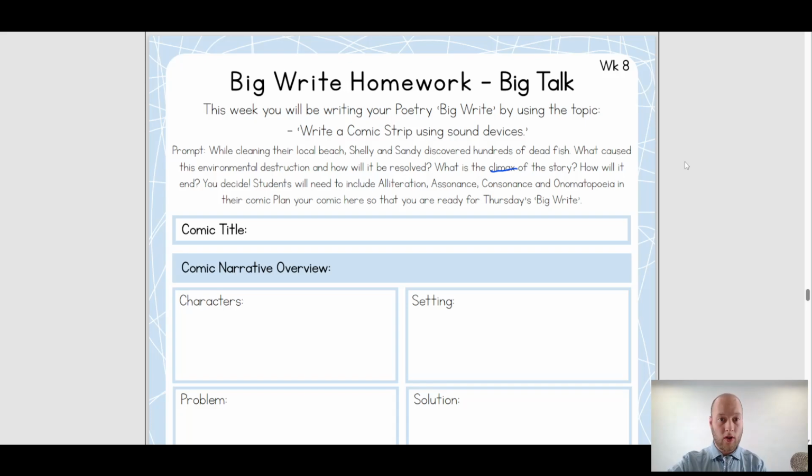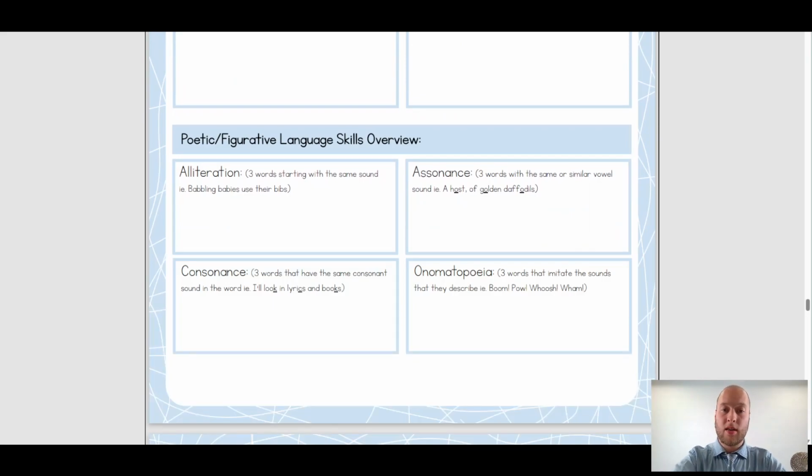The trick, though, is we need to include these 4 things because the whole idea is we're focusing on sound devices this week. So what is that? We're going to do alliteration, assonance, consonance, and onomatopoeia. So very quickly, down at the bottom, it explains those things that I've written in here for you.